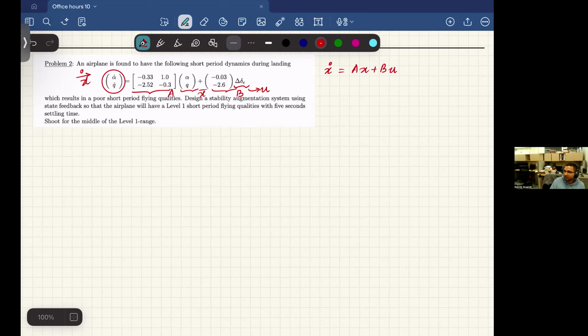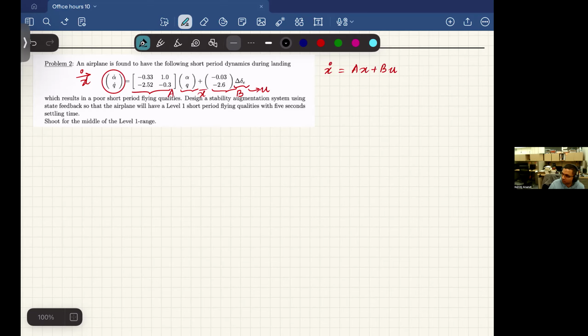You should always write this down the moment you get the question paper, because I know that linear algebra is a little bit newer to all of you and you might be a little bit confused. So immediately go ahead and label whatever you are seeing. Next, which results in poor short period flying qualities. Basically, we don't have good enough damping and we are oscillating too much. Design a stability augmentation system using state feedback so that the airplane will have level 1 short period flying qualities with 5 seconds of settling time.